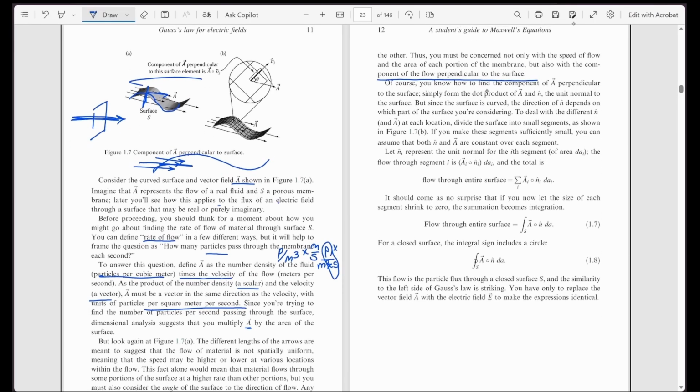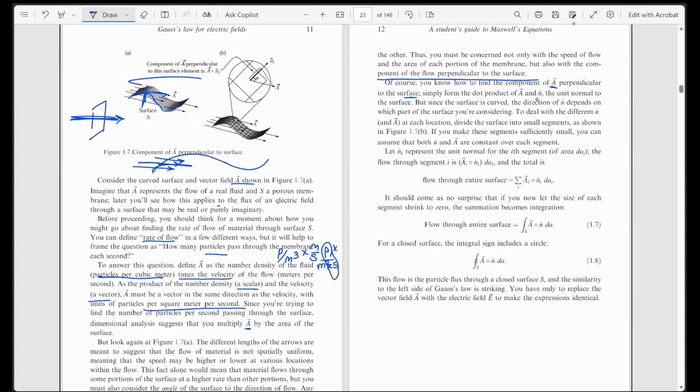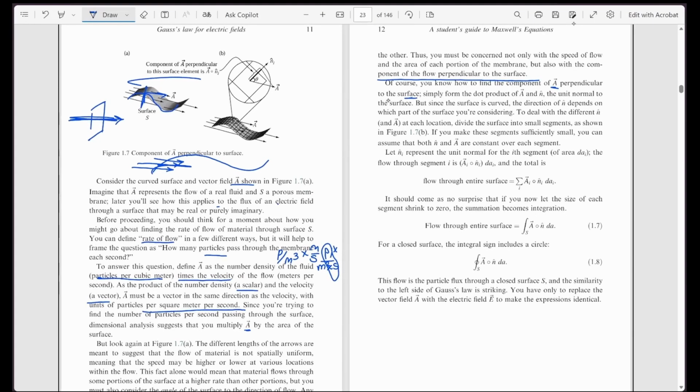Of course, you know how to find the component of A perpendicular to the surface simply from the dot product of A and N. We learned that N is the unit normal to the surface, but since the surface is curved, the direction of N depends on which part of the surface you're considering. So if we have a surface like that, here it will be like that, here it will be like that, here it will be like that. So it depends on which part we're considering.